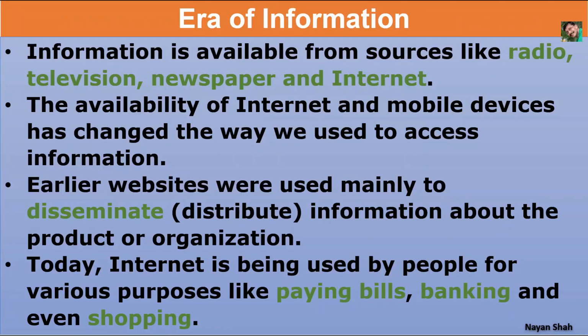You know that we are living in the era of information technology, and information is now available from many sources. Through radio we get some information, through newspaper, through television, through internet. All these are sources of information, and we get different information from all these different sources. The availability of internet and mobile devices nowadays has changed the way we used to access information.